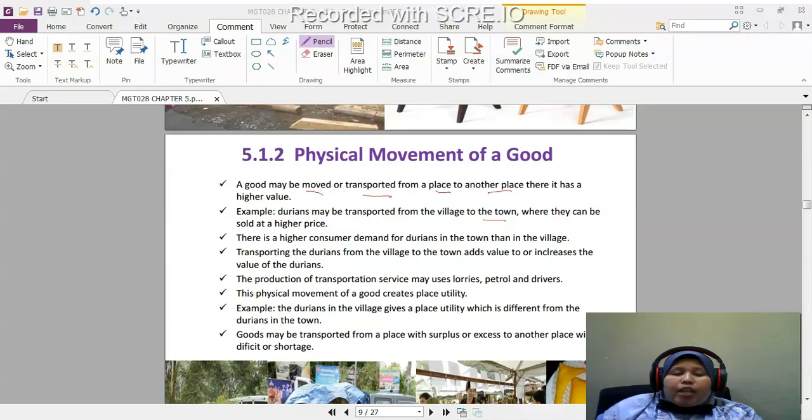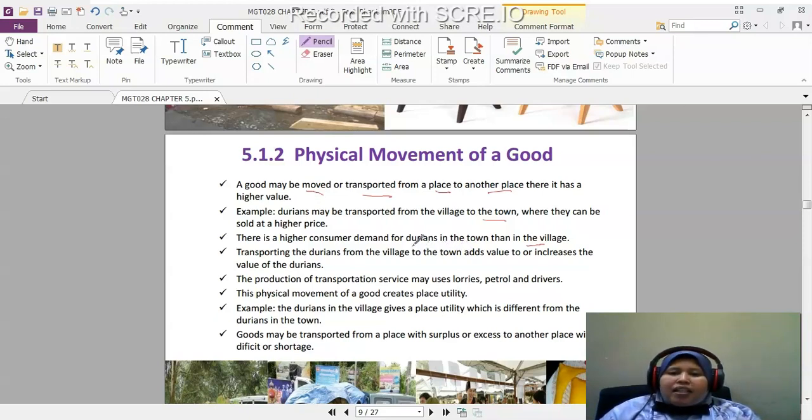Okay, import lah. Ataupun bawa durian daripada kampung, kita bawa ke bandar, kita increasekan the price. So itu maksudnya physical movement of the goods. Okay. There is higher consumer demand for durians in the town than in the village. Because of what? Okay, in the village there are a lot of durian trees. Okay, many of them are in the village. Okay, plant the durian tree.